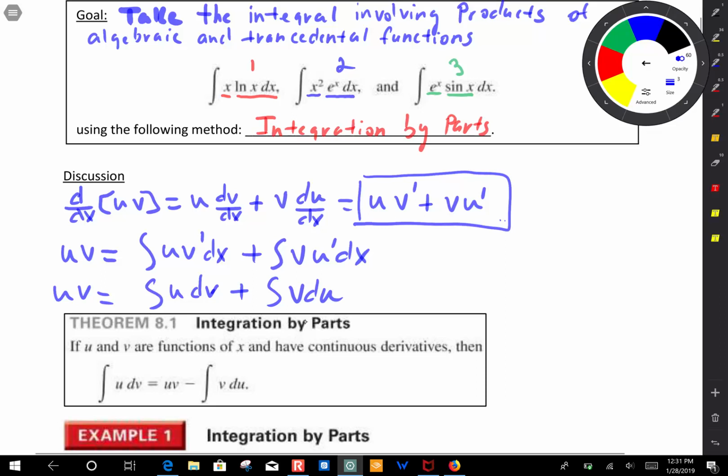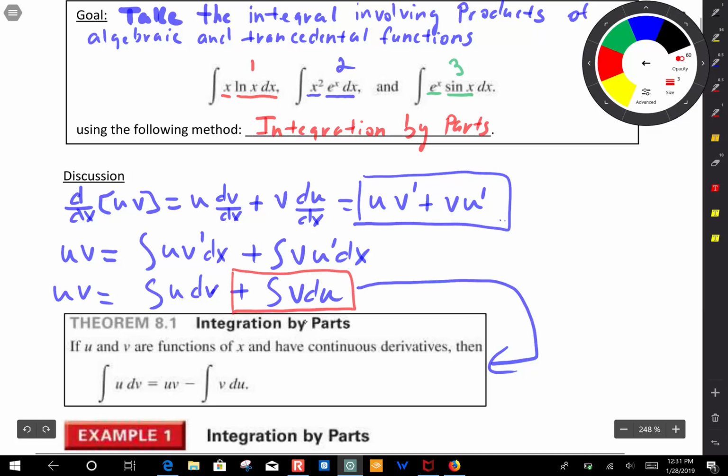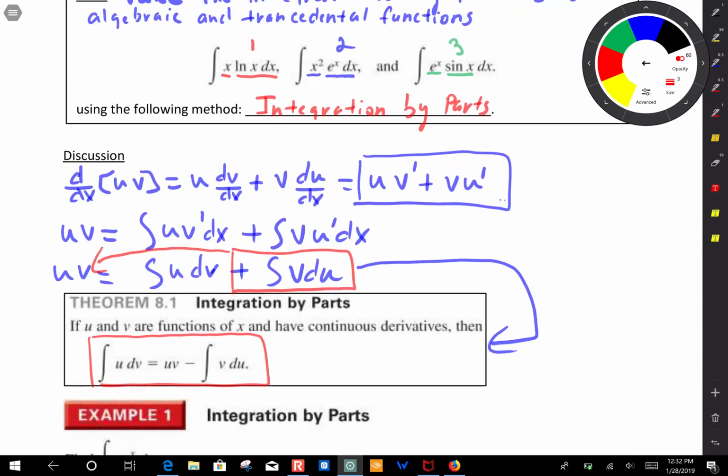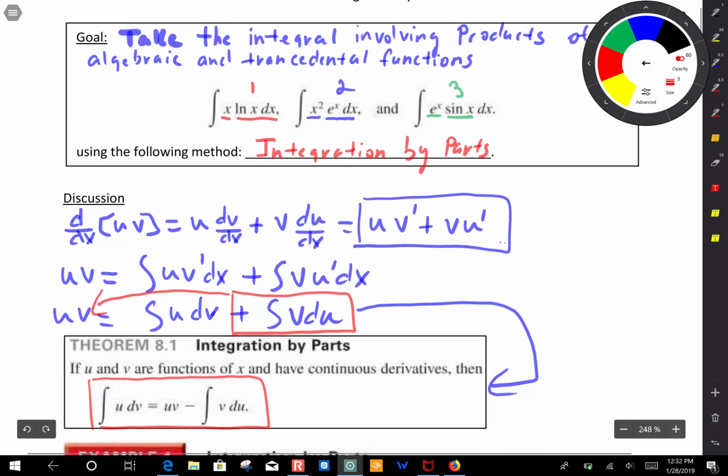And from here, we get this theorem. How did they get this theorem? Well, they took this piece right here, which I'm boxing in red, and subtracted it to the other side to get this. So this is what you call integration by parts. The theorem says if u and v are functions of x and have continuous derivatives, then the integral of u dv is equal to uv minus the integral of v du. So this is where the formula comes from.